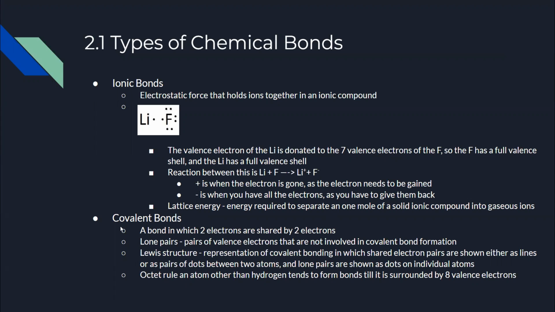You also have covalent bonds, which are bonds where 2 electrons are shared by 2 atoms. And you have lone pairs, which are pairs of valence electrons that are not involved in covalent bond formation. A Lewis structure is a representation of covalent bonding in which shared electron pairs are shown either as lines or as pairs of dots between 2 atoms, and lone pairs are shown as dots on individual atoms, as shown over here. The octet rule states that an atom other than hydrogen tends to form bonds until it is surrounded by 8 valence electrons. So 8 is similar to octet.